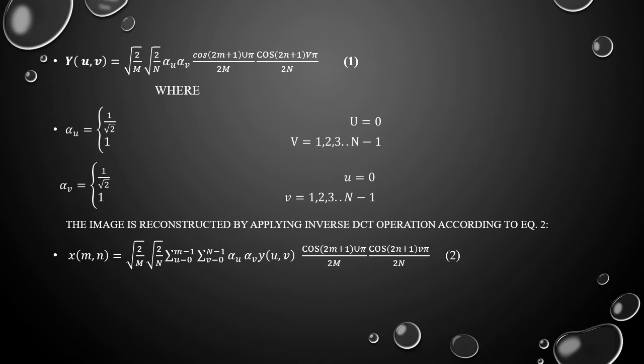An input image X has DCT coefficients for the transformed output image Y. This can be calculated using equation 1. In this equation, X is the input image with n times m pixels, and X of mn is the intensity of the image. Y of uv is the DCT coefficient in row u and column v of the DCT matrix.